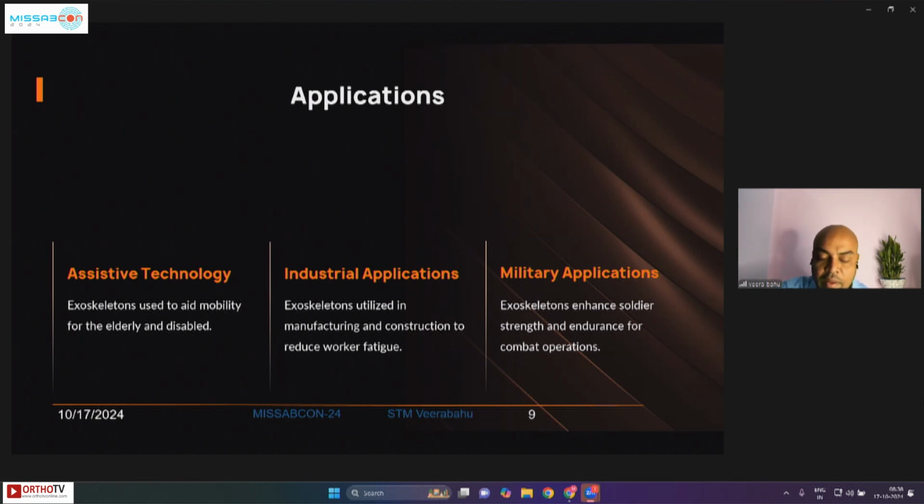these are used in assistive technologies.